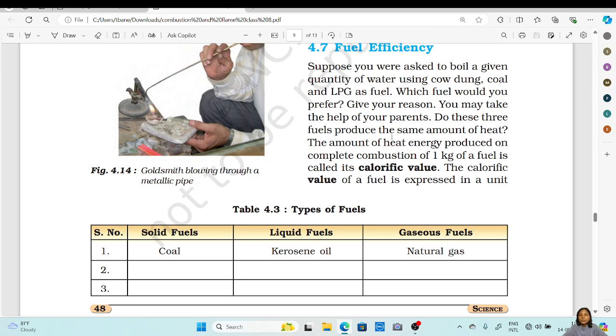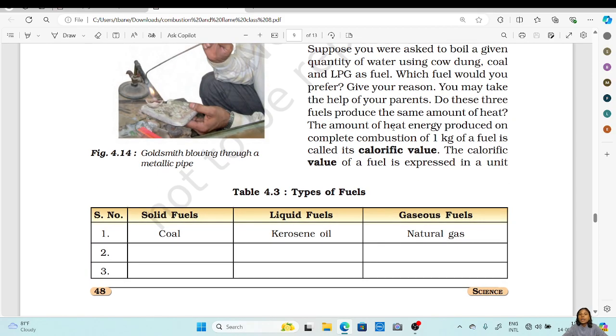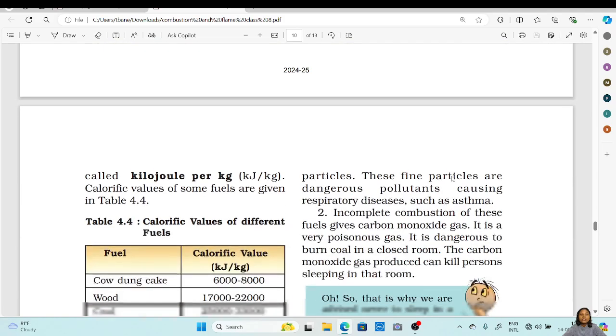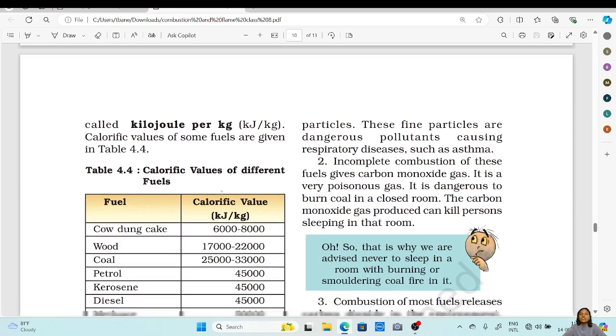So do these three fuels produce the same amount of heat? No. The amount of heat energy produced on complete combustion of 1 kg of fuel is called its calorific value. So calorific value is how much heat is produced when 1 kg of any fuel is burnt. Calorific value tells us the amount of energy produced. The calorific value of a fuel is expressed in a unit called kilojoule per kg. Kilojoule, because we are basically measuring the energy level here.